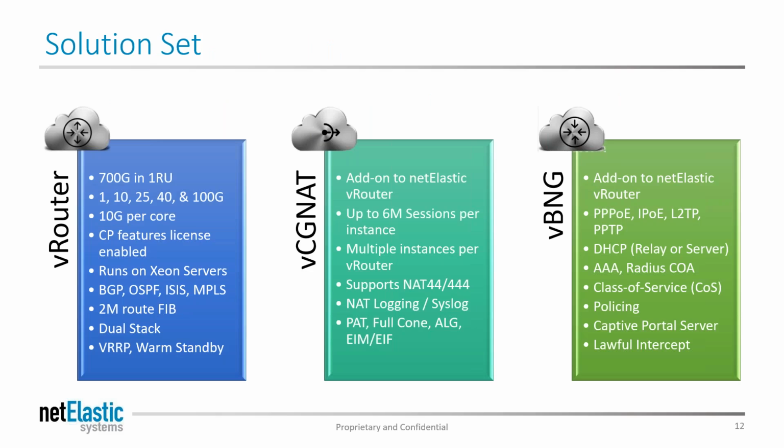So in short, netElastic, we make a virtual router that does up to 700 gigs in 1RU on 10, 25, 40, and 100 gig ports. We allow control plane feature licenses to be added. We run on simple Xeon servers. We support all your popular network protocols, BGP, OSPF, ISIS, MPLS. We have a 2 million route FIB to support multiple copies of the routing table.